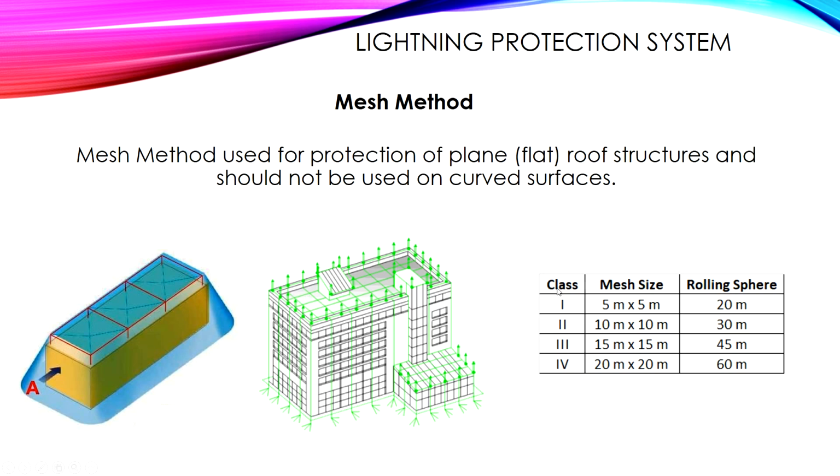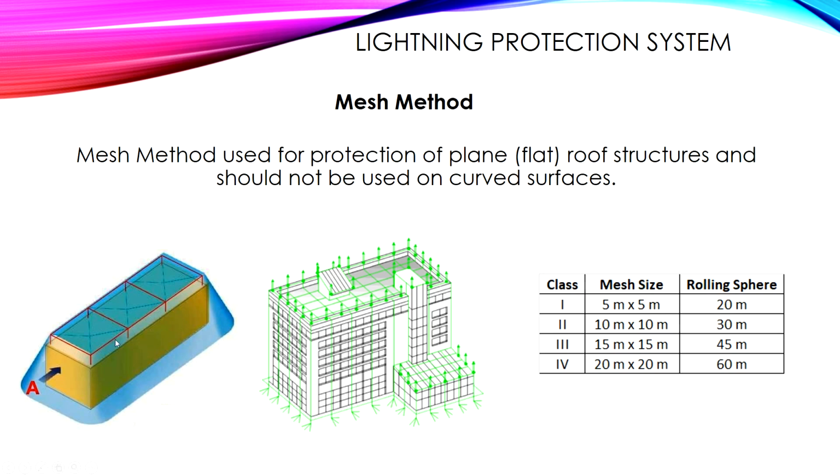This mesh will have a certain area. This area depends on the class of the protection which we get. If it is a protection level number 1, then we will use a 5 multiplied by 5. Okay, or 10 multiplied by 10 in case of class 2, 15 multiplied by 15 class 3, 20 multiplied by 20 class 4. Okay, and you will find again the equivalent rolling sphere radius. Okay, a smaller rolling sphere means that we have a higher probability of more points hitting the building, or more points at which the lightning strike will hit our building.